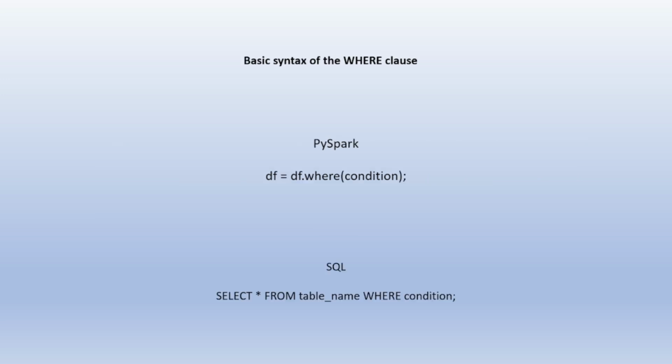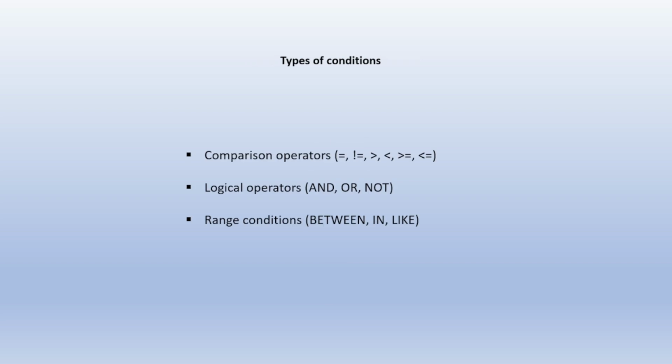Basic syntax of where clause. In PySpark, we can write df equal to dataframe dot where, and in brackets we can supply conditions. In SQL, we can write select star from table name where, then we can specify our conditions.